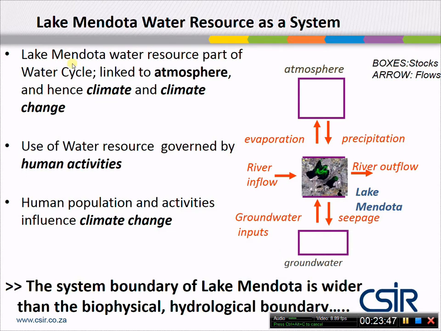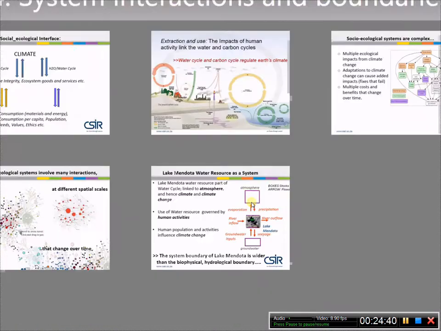However, what we see, apart from the fact that Lake Mendota is linked to the atmosphere and hence climate and climate change, is that the water resource is clearly governed by a whole range of different human activities, which aren't shown here. In addition, human population and activities are in turn influenced by climate change. Therefore, there are multiple levels of feedback in the system, and it includes a range of human activities that aren't featured here. In essence, the system boundary of Lake Mendota is wider than the pure biophysical hydrological boundary. It needs to include a whole range of different issues and actors as part of the socio-ecological system.